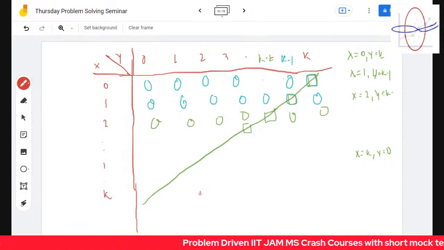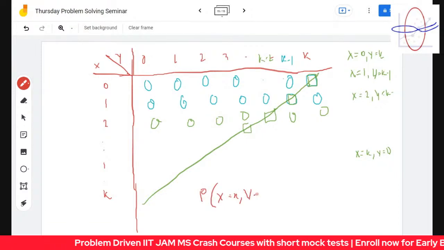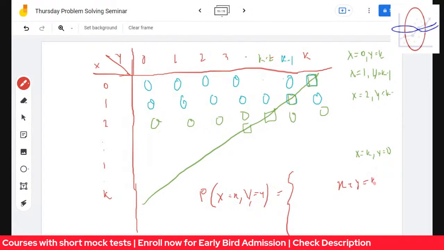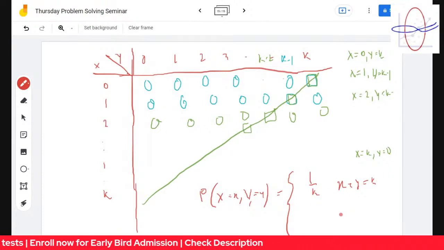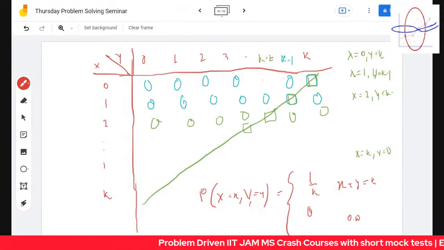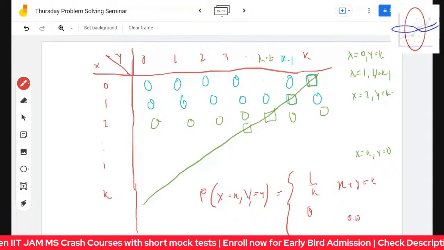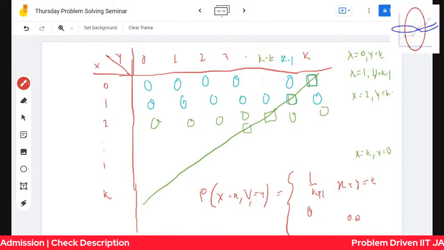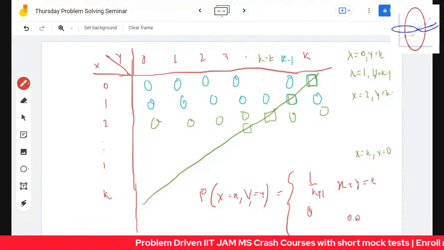So how will you write this? The probability that x is equal to small x and y is equal to small y is, again by cases, 1 by k plus 1 if x plus y is equal to k, and 0 otherwise. All of you understood this, guys? Oh, I'm so sorry, it should be 1 by k plus 1. You're right. 1 by k plus 1.